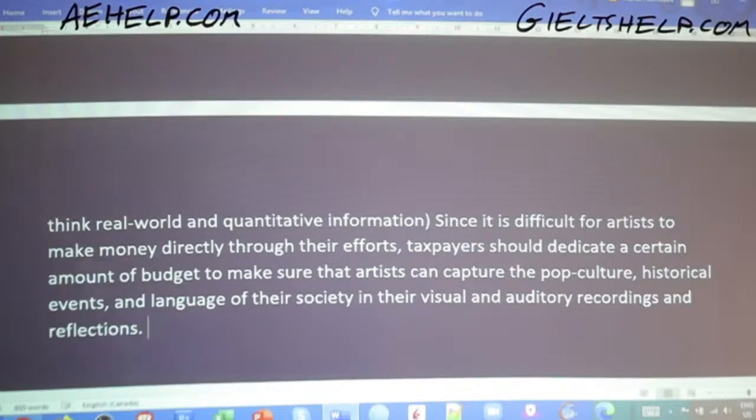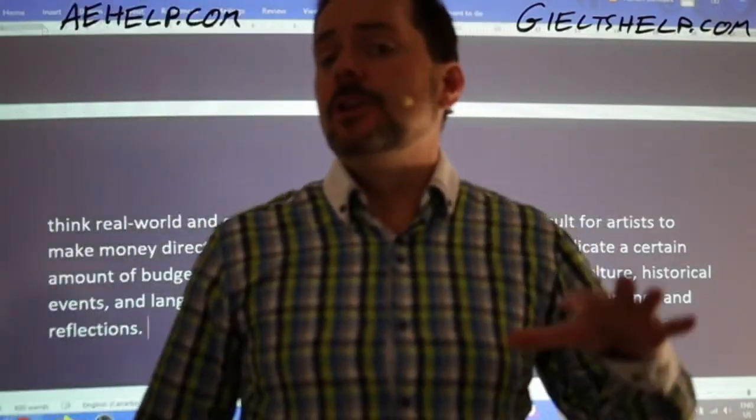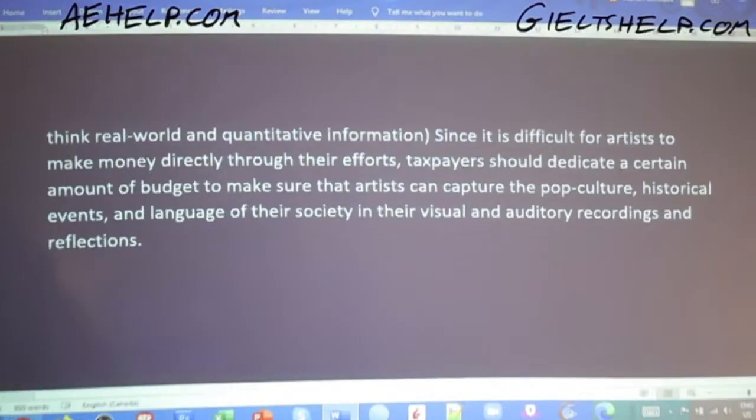All right, so there's my explanation. Again, this is where you can spend more and more time, make it better and better. Use your planning, okay? So here's what I wrote.